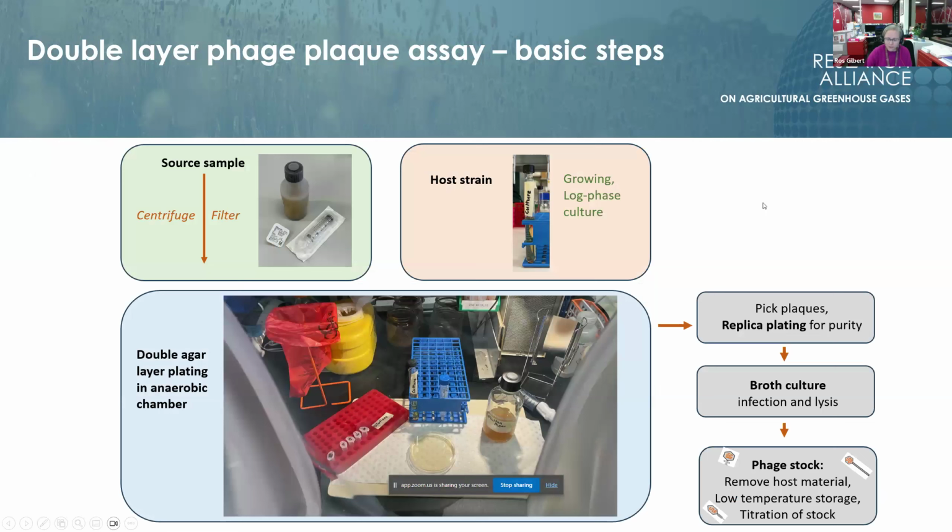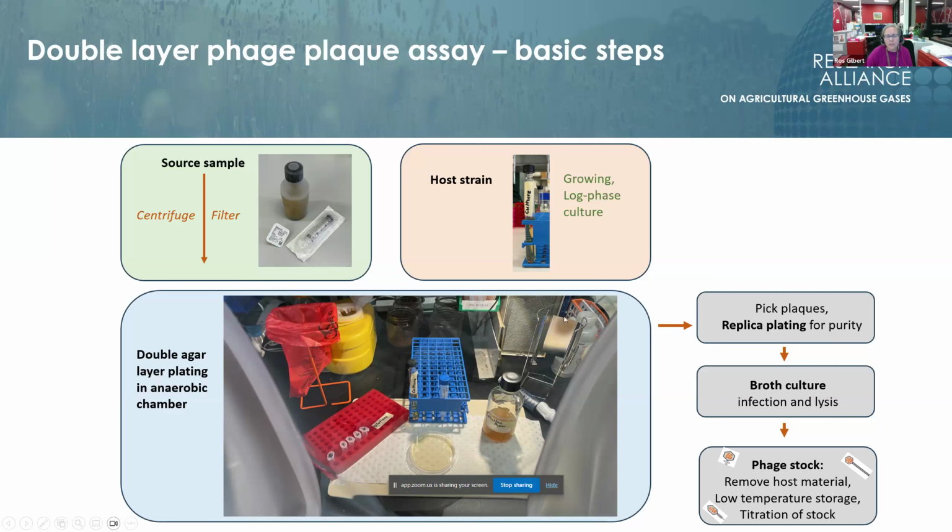That looks all very good with a nice little BioRender generated figure. But in the anaerobic microbiology lab, it's probably going to have to be scaled down a bit. Here we have a source sample, which we've pulled from the freezer. If you're isolating from rumen fluid, you're probably going to have to centrifuge and clarify it before you can run it through the filters because everything will clog up. Then you have your host strain that's ready to go in its log phase state.